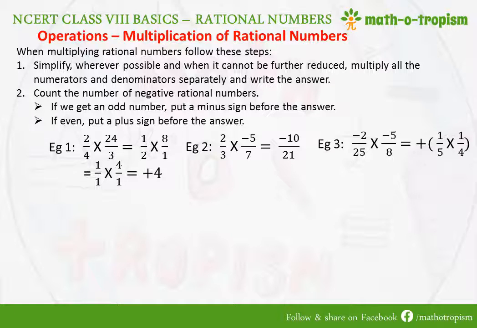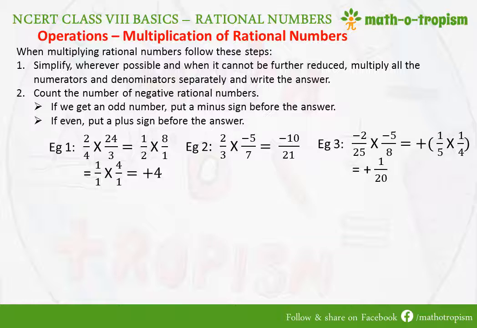We'll consider another example where it is minus 2 by 25 into minus 5 by 8. Here we can simplify because in the two tables we have an 8 and similarly we have 25 in the 5 tables. So we can simplify and write it as 1 by 5 into 1 by 4, and when we check the signs there are two negative signs, so the answer will become positive because an even number of negatives gives a positive sign in the answer. So it becomes 1 into 1 is 1 in the numerator and 5 into 4 is 20. So plus 1 by 20.